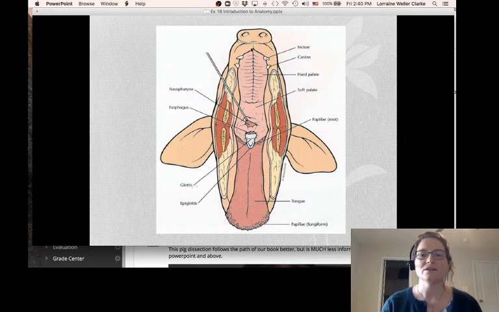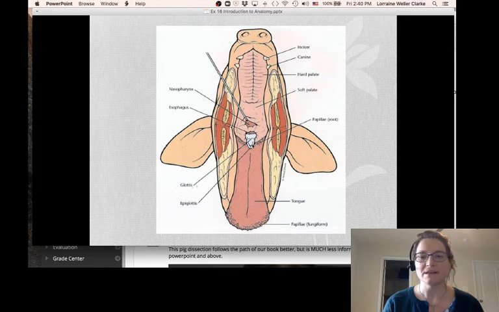So basically, know where the hard palate is, okay? That's the top, the roof of the mouth. You can feel it going, that's your hard palate. The soft palate's in the back of the mouth. You have the esophagus, where you swallow.